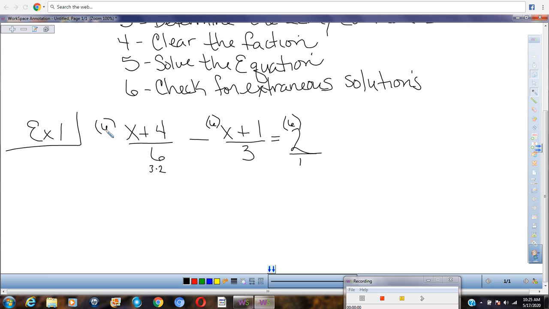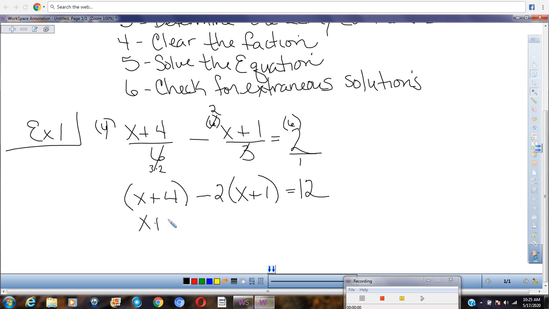Okay, so in the first one, when we clear the fraction, we're going to cancel that factor. It leaves us with this x plus 4 minus. In this one, in 6 and 3, 3 goes into 6 twice. So it's 2 times what we have in the numerator, which is x plus 1, equals, and here, there's nothing to cancel with the denominator, so we have 12. Now let's go ahead and distribute.